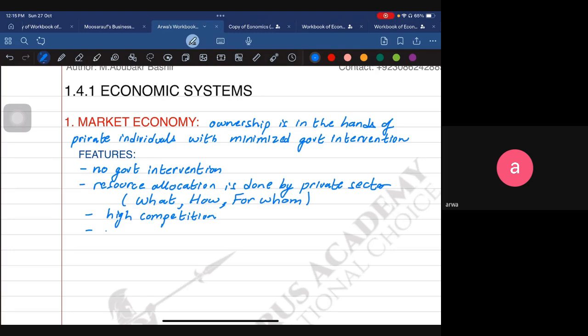And the last thing that we have is the variety of goods and services. Why is there a variety? Because in a market economy, there will be a huge number of firms producing goods and services. The private sector is producing, so there will be many private sector firms producing the same product, but you will find a very good variety in that.